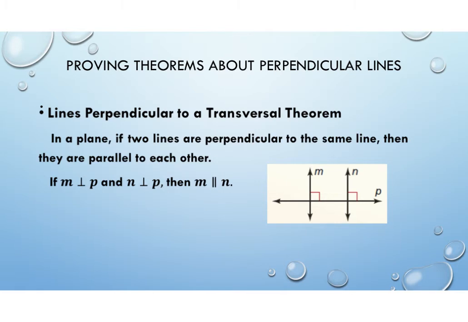So the next theorem is the lines perpendicular to a transversal theorem. In a plane, if two lines are perpendicular to the same line, then they are parallel to each other. If M is perpendicular to P and N is perpendicular to P, then M and N must be parallel. Okay, so if you have a line that's perpendicular to two lines, those two lines are going to be parallel. In other words, if your transversal has two 90-degree angles, the lines that form them are parallel to each other.